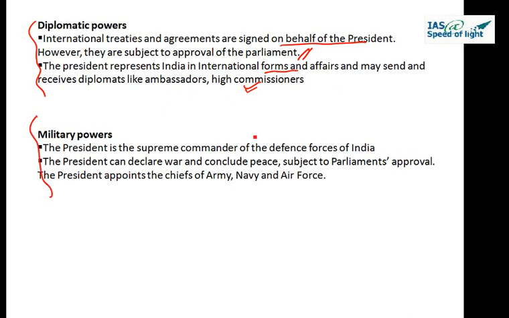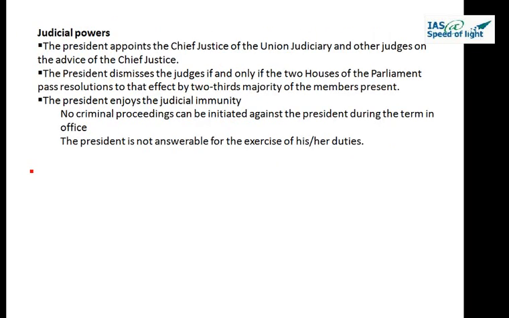The military powers: the president is the supreme commander of the defense forces of India, Article 53B. Okay. The president can declare war and conclude peace, subject again to parliamentary approval. These are not the discretionary powers of the president. The president appoints the chief of army, navy and air force. So these are considered as the military powers of the president. Judiciary power: the president appoints the chief justice of the union judiciary and other judges on the advice of the chief justice.